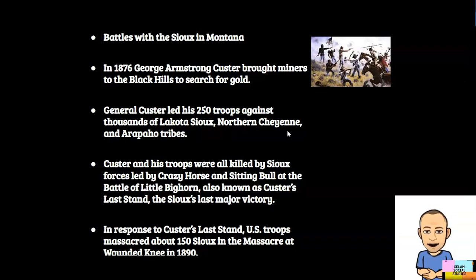In 1876, Lieutenant Colonel George Armstrong Custer, in order to protect gold miners, led troops to destroy the Lakota Sioux in South Dakota. Custer took his roughly 200 soldiers into a battle with some 2,000 well-equipped Sioux forces led by Crazy Horse and Sitting Bull at the Battle of Little Bighorn. Now, Custer and all of his men were killed that day, pretty much cementing Custer in history, while the battle was the Sioux's last major victory.